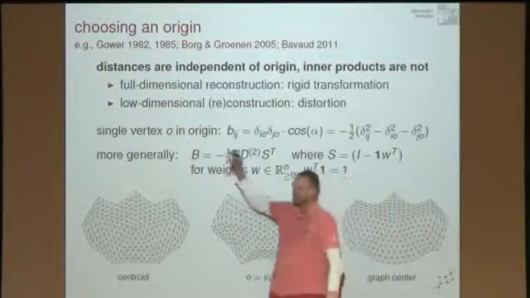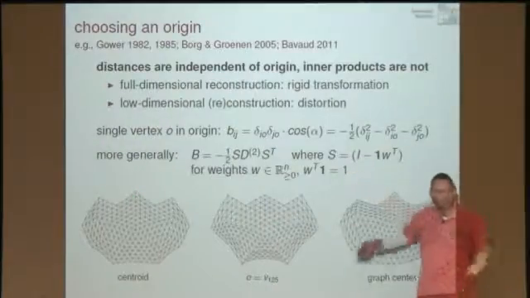If we pick any particular vertex of the graph as the origin, we can set up the inner product matrix in this way, which looks almost like the previous one, because the previous one was the average of all vertex coordinates, and now it's only one particular one. So in general, we can weight all of the vertices in any way.